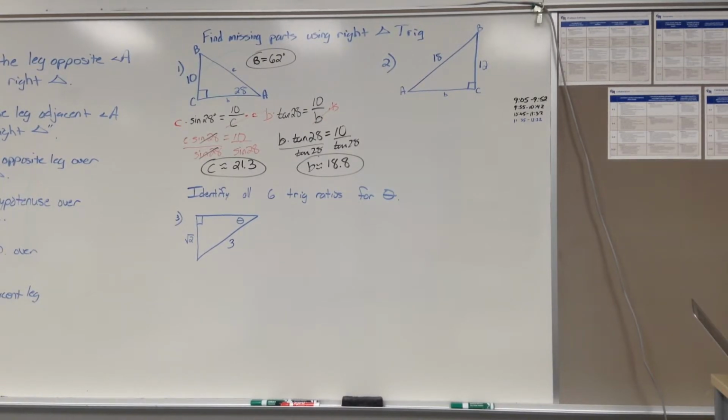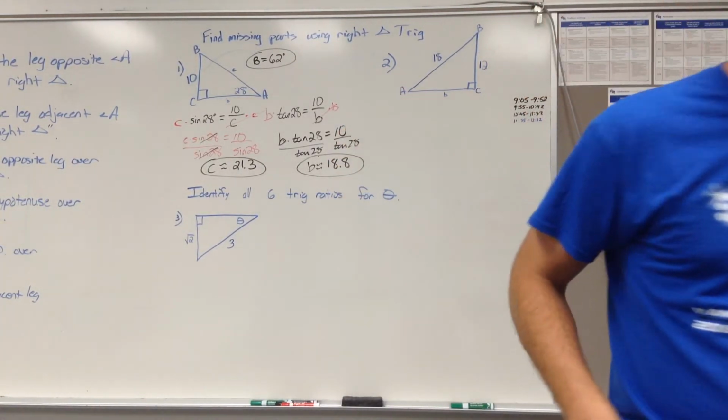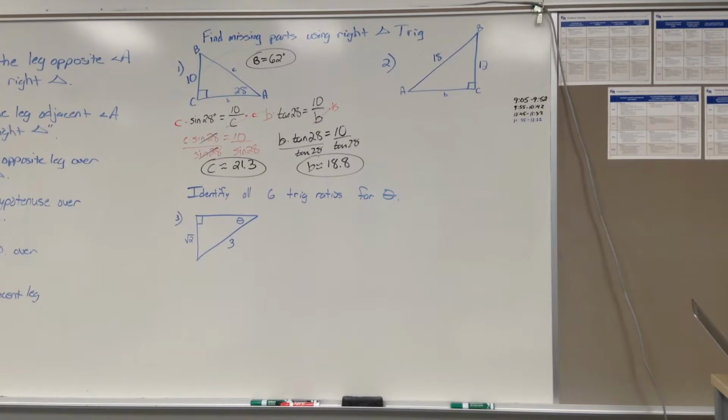Alright, number 2 here. How is 2 different than 1? Take a look at it. We're missing 2 angles and one side, instead of missing 1 angle here. I was at least nice and gave you 2 sides though. Okay? How do we go about finding the missing parts of this one?